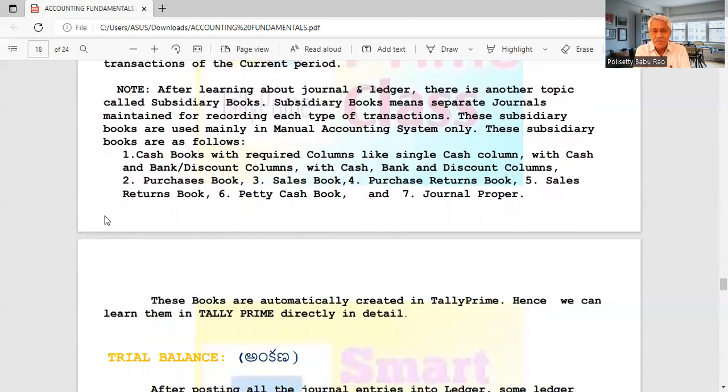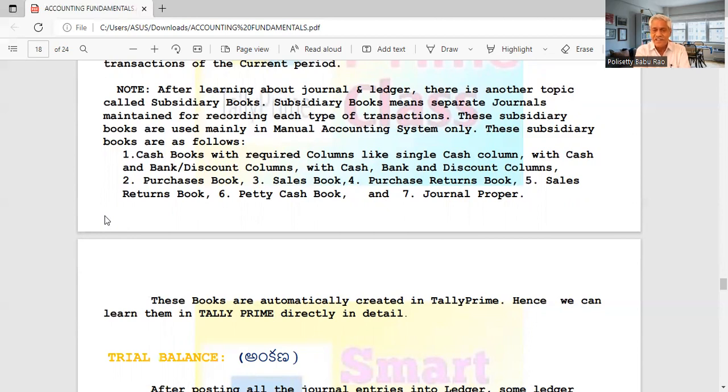The ledger will not maintain a cash account. In the ledger we will not maintain a cash account. We maintain the cash book. The cash book itself is the cash account. So all the receipts will be entered on the debit side. Whenever cash is received, and whenever cash is paid, we write on the credit side. It works the same as an account, that is, the cash account.